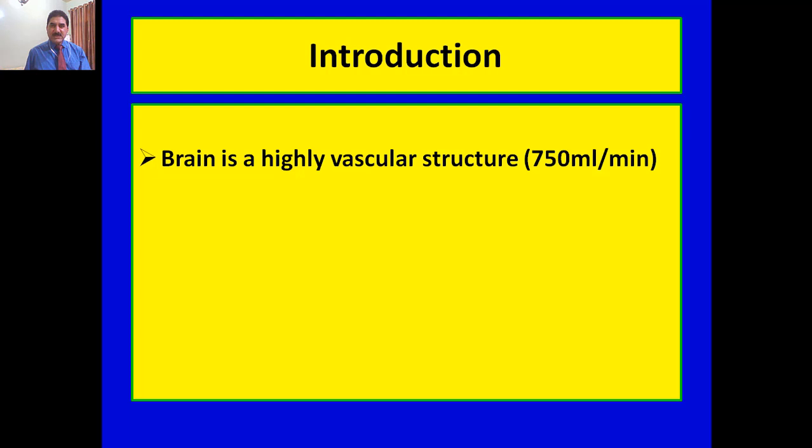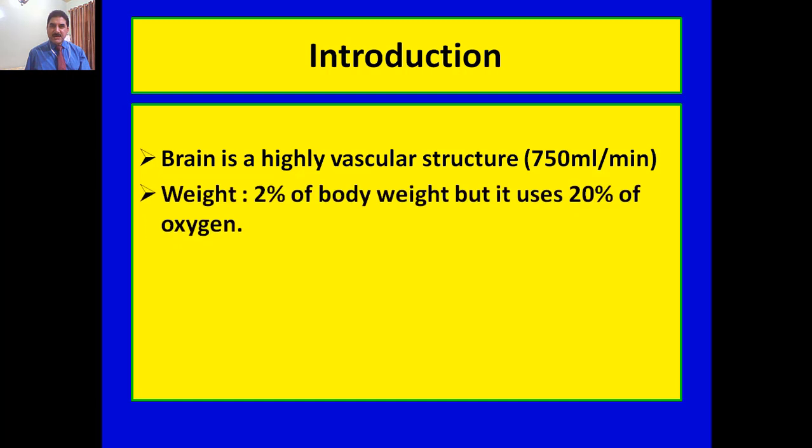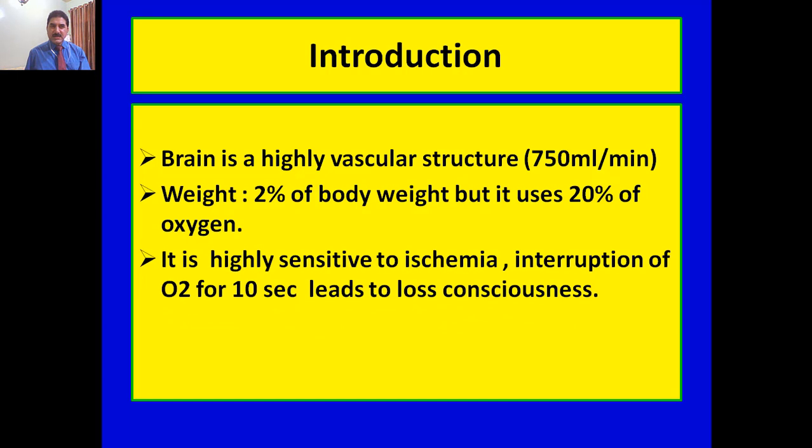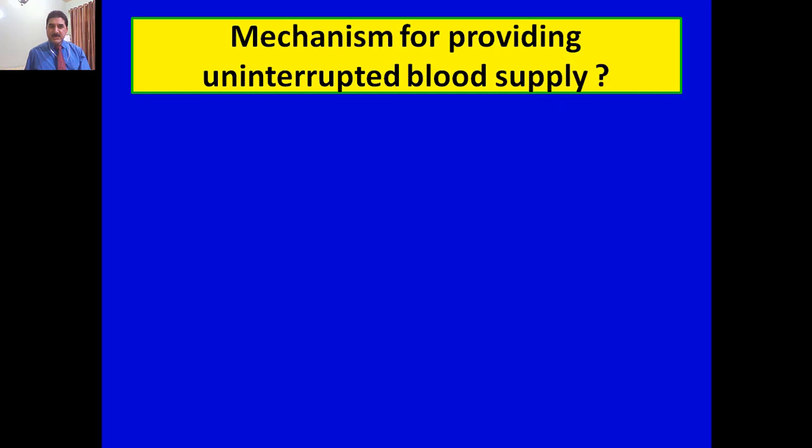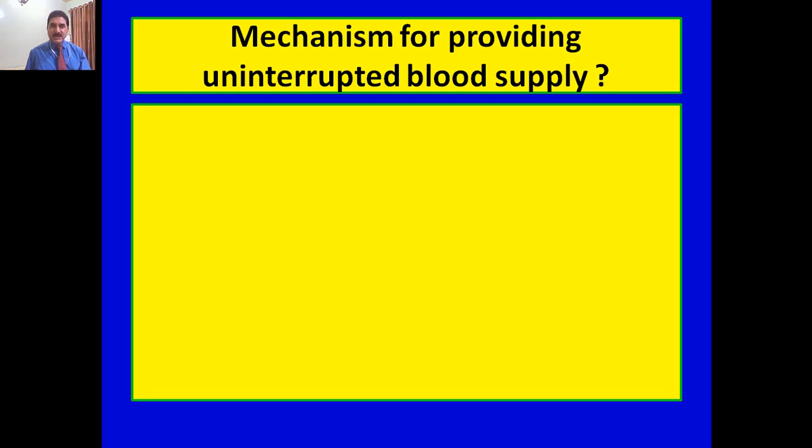Brain is highly vascular structure. It consumes about 750 ml of blood per minute. Weight of brain is 2% of the body weight, but it uses 20% of oxygen. It is highly sensitive to ischemia. Interruption of oxygen for 10 seconds leads to loss of consciousness. A neuron survives only for about 6 minutes without oxygen. So nature has a mechanism for providing uninterrupted blood supply to the brain.